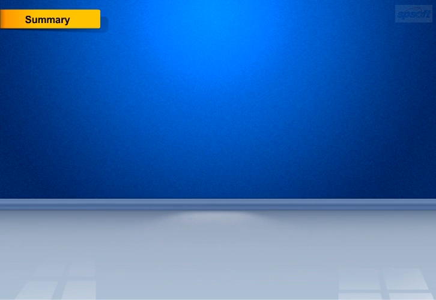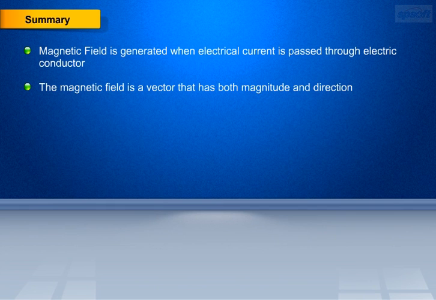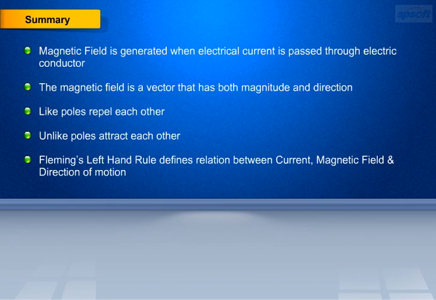Let us summarize the points that we have covered in this lesson. Magnetic field is generated when electrical current is passed through an electric conductor. The magnetic field is a vector, that is, it has both magnitude and direction. Like poles repel each other. Unlike poles attract each other. Fleming's left-hand rule defines the relation between current, magnetic field and direction of motion.